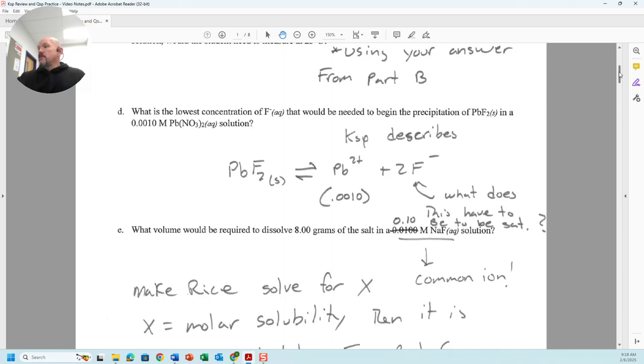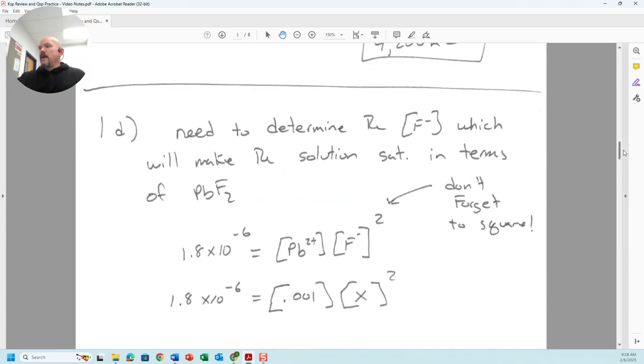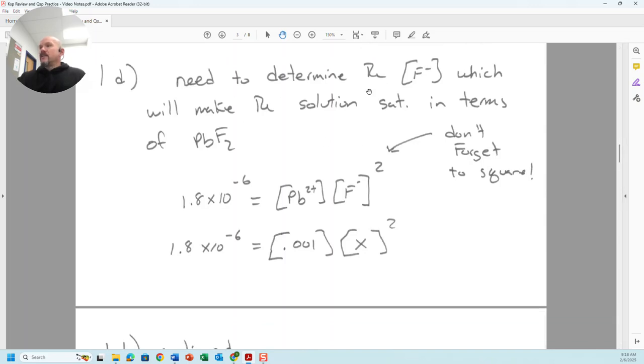Now we just need to figure out what the fluoride concentration would be. But this is where we have to remember to square the fluoride concentration in the expression. So again, we need to determine the fluoride concentration which will make the solution saturated in terms of this salt. We have the Ksp, it equals the concentration of lead times the concentration of fluoride squared. And when this side equals that side, that means you're saturated, and that means you'll get a precipitate, right?